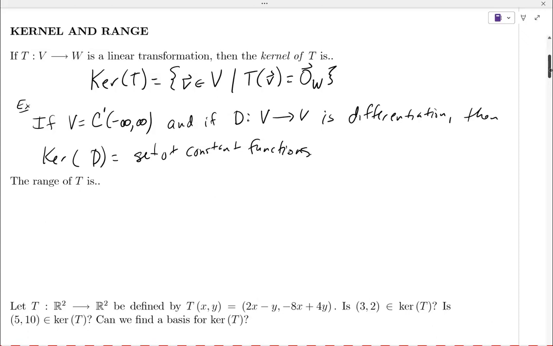So it just gives you a quick example of something that is a kernel, okay? Again, it's the thing that, say, everything that maps to 0. In this question, it's just asking you what kind of functions have derivative 0. Constants.